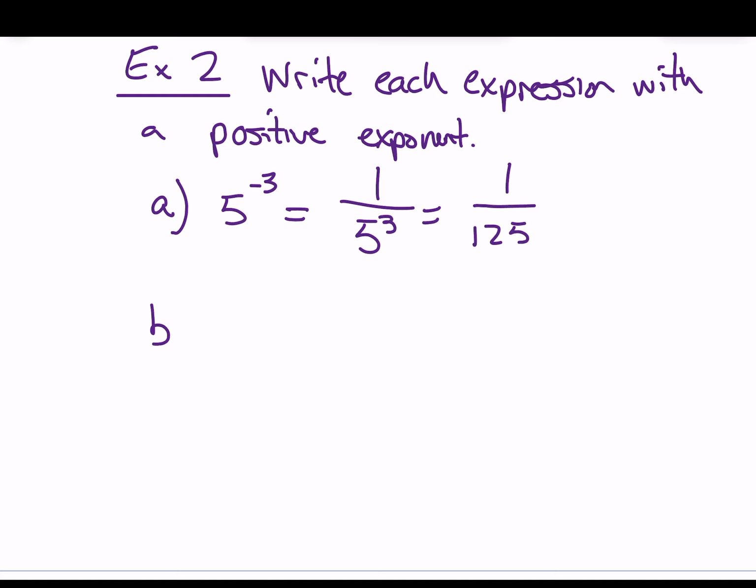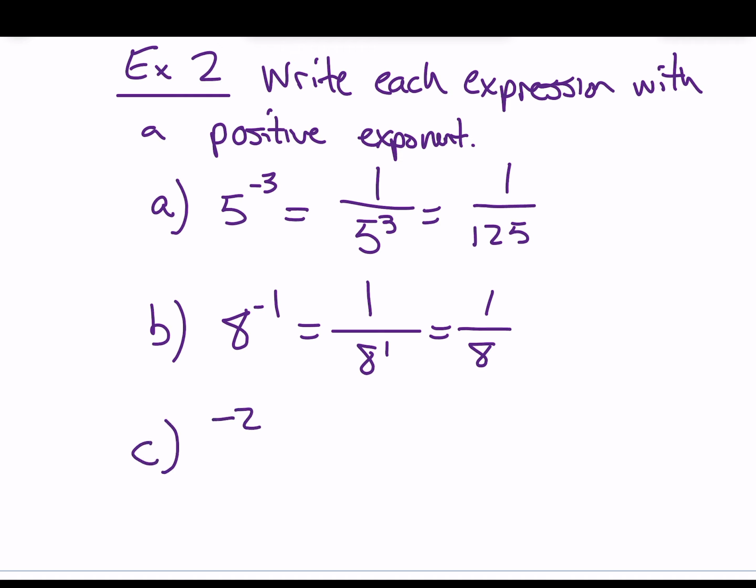Okay, let's try another. 8 to the negative 1. Again, we can use the negative exponent rule and change that negative to a positive by putting the whole thing, 8 to the negative 1, in our denominator as 8 to the 1 power, and we have 1 over 8 to the 1 power, which is just 1 over 8. Okay, let's try a little more complicated example.